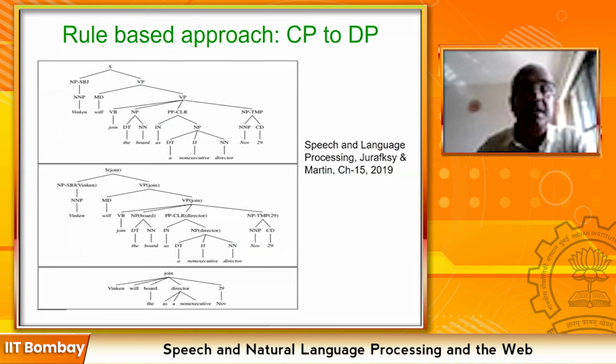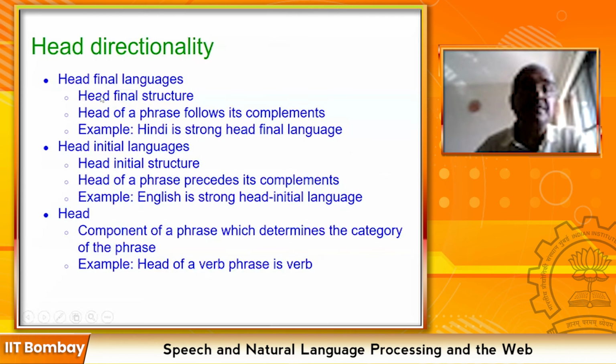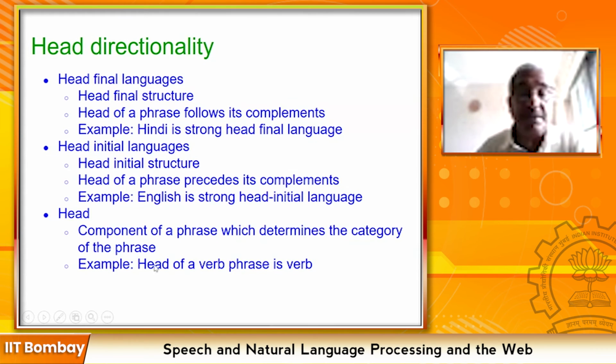Now we have to understand head directionality, head final languages. These are head final structures, with heads following their complements. Hindi is a strong head final language. This is true about all Indian languages except Khasi and one Kashmiri language, where the verb goes in the front of the sentence like Arabic. And head initial languages have head initial structure. The head of a phrase precedes its complements. English is a strong head initial language. And head is the component of the phrase which determines the category of the phrase. The head of a verb phrase is the verb. So this is head directionality.